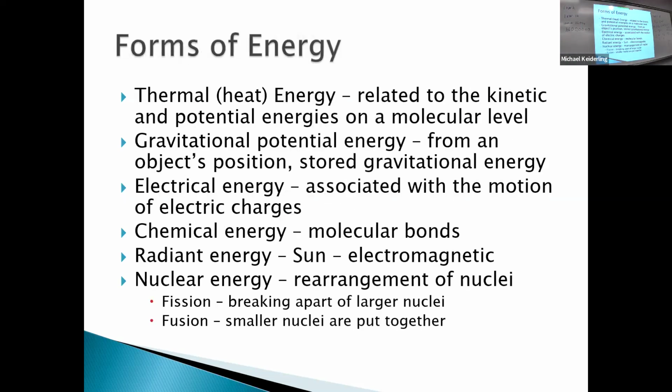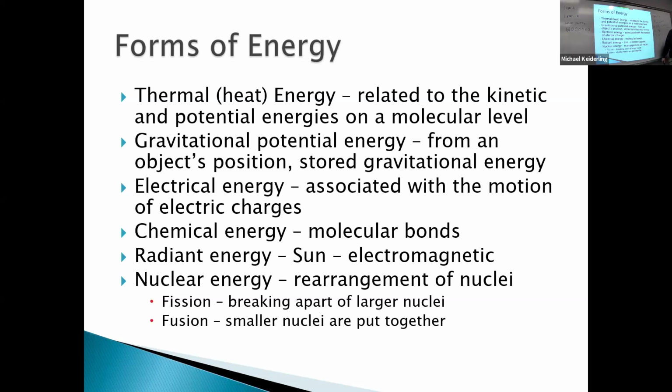So, some forms of energy. Thermal or heat energy is related to the kinetic and potential energies of stuff on a molecular level. Heat is the energy in atoms jiggling around and bouncing around. Thermal energy is the kinetic and potential energy of stuff on the atomic and molecular scale. Your temperature is a measure of average kinetic energy. So the faster the particles are moving around, the higher the temperature is.